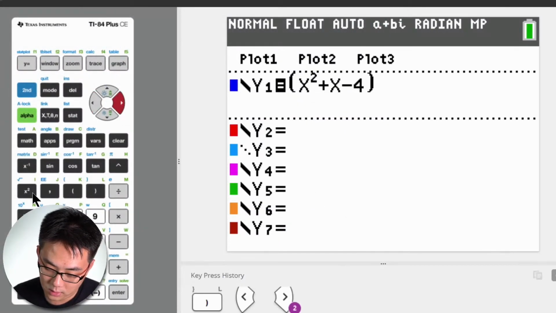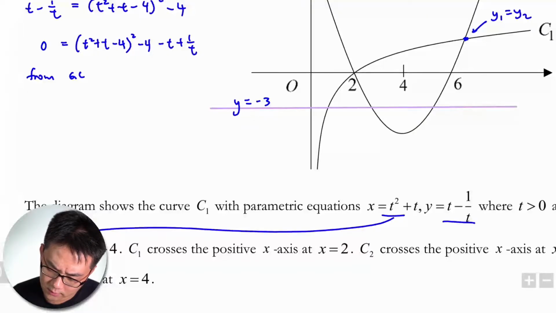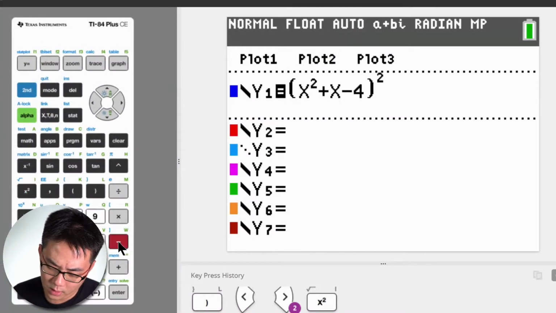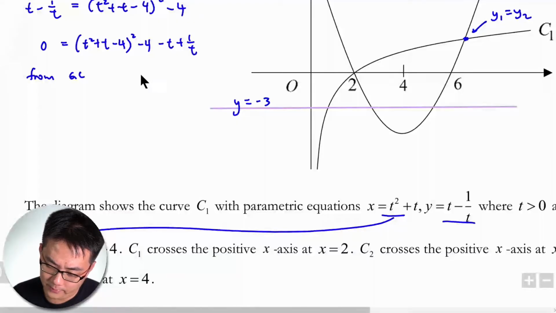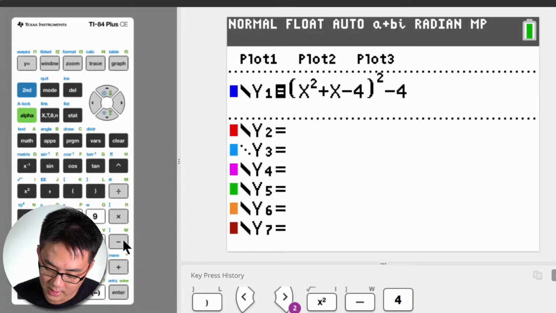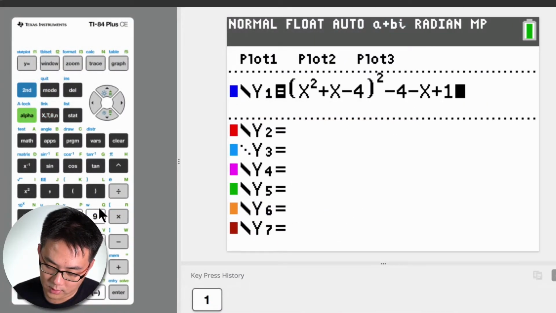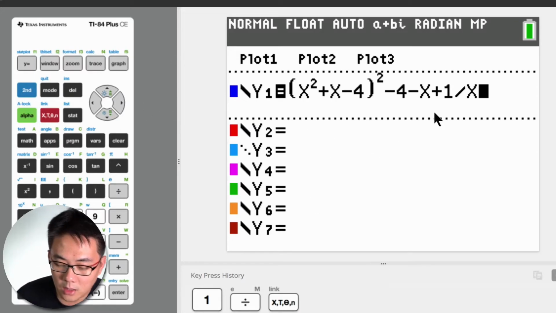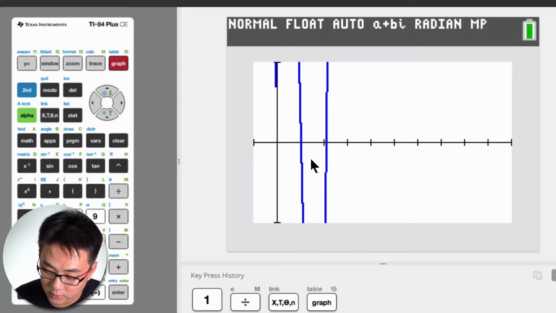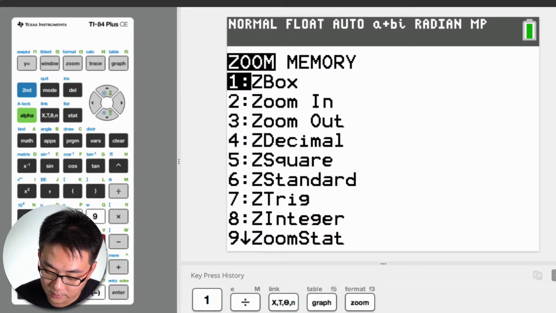Square. And then what I have? Minus 4. Okay. Then minus t plus 1 over t. So minus x plus 1 over x. This is what I key in. So why do I key in this? Because I need to solve for the equation. There you go. You see this zoom standard.